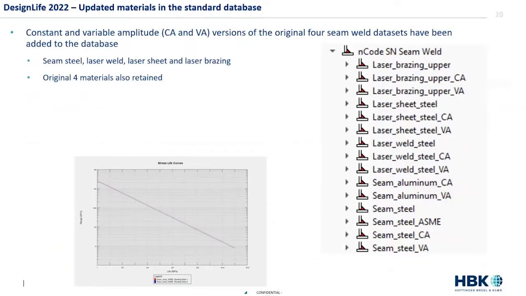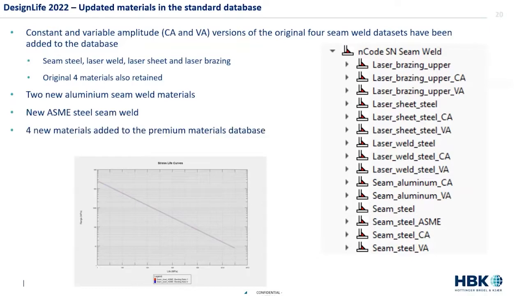Next thing, we've updated quite a few of the materials in the standard database. We've added constant and variable amplitude versions of all the original seam weld datasets. The datasets that are in there currently are for variable amplitude loading. We've added the constant amplitude variants, left the original named ones in, and also added the variable amplitude, so it defines exactly what you're using. We've also added 2 new aluminium seam weld data sets, which there wasn't any aluminium seam weld data in there to begin with, and also a new ASME steel seam weld data set from the ASME standard.